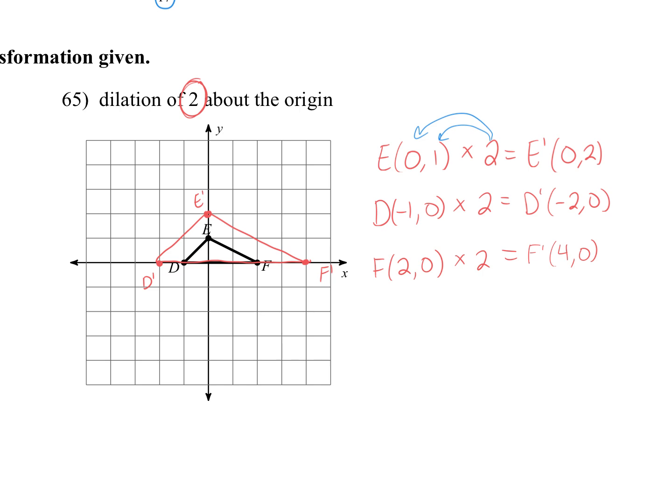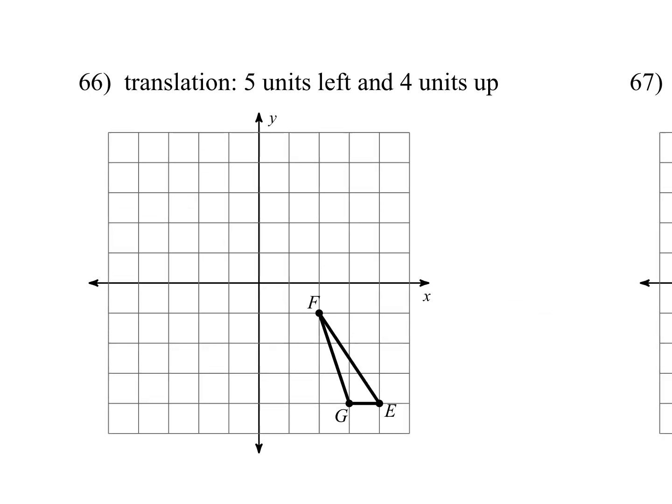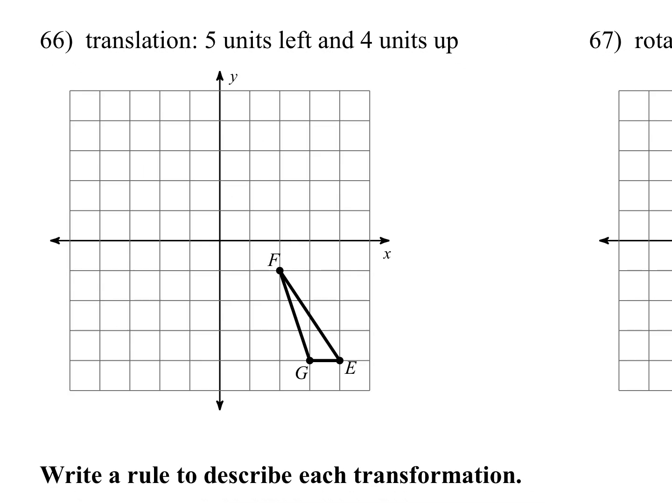Okay. All right, number 66 is talking about a translation. What is happening when a translation is being performed? Right, it's just moving in whatever direction it's telling you to. So 5 units left, 4 units up. I'm just going to start with F. I'm going to go 5 to the left, and then 4 up. Then I'm going to do that same thing for the other 2 points. Okay, again, with translations, nothing's happening to the image. It's just moving across the graph. It's not flipping, it's not turning or anything.